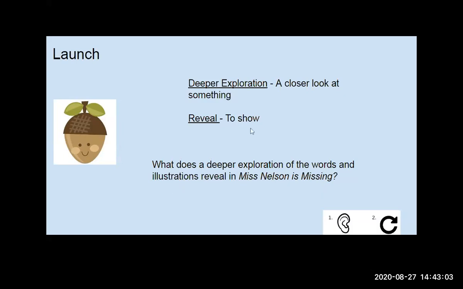Now that's got some big words in it, but a deeper exploration just means that you are taking a closer look at something. And to reveal means to show. So that's just asking, what does taking a closer look at the words and illustrations show us in Miss Nelson is Missing?